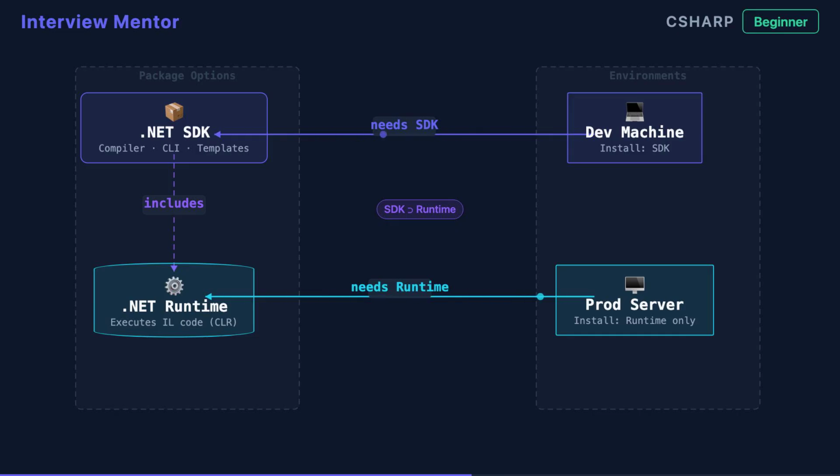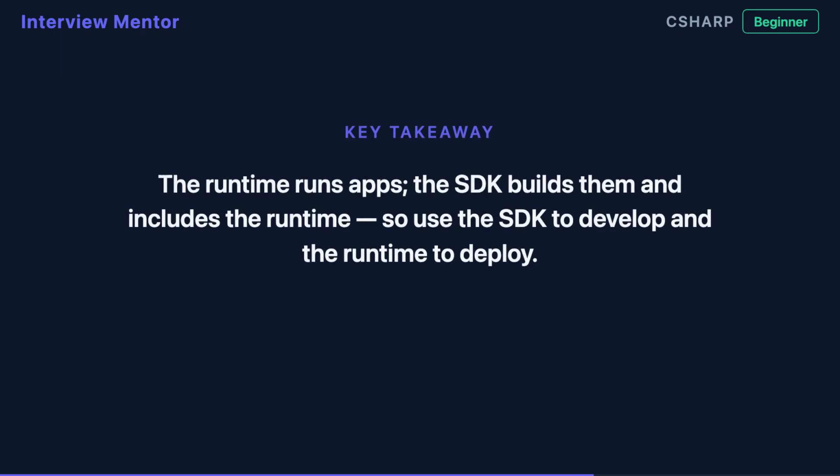On a developer machine, you always install the SDK because you need the build tools. But on a production server, you've already compiled your app, so you only need the runtime. It's smaller, faster to install, and has a smaller security footprint. Runtime runs your app. SDK builds it and includes the runtime. Install the SDK to develop, the runtime to deploy. Now you know exactly what to say in your next interview.